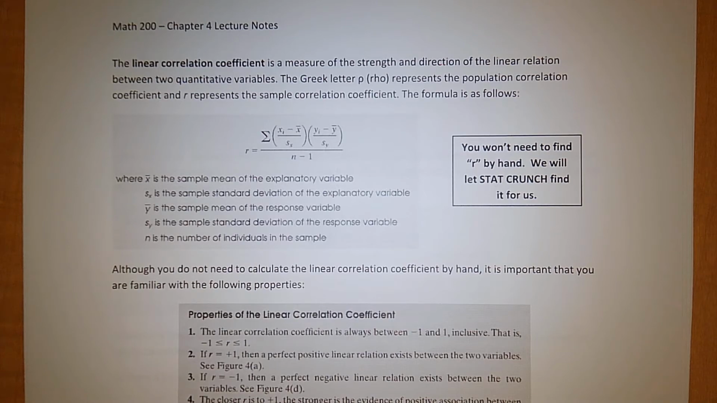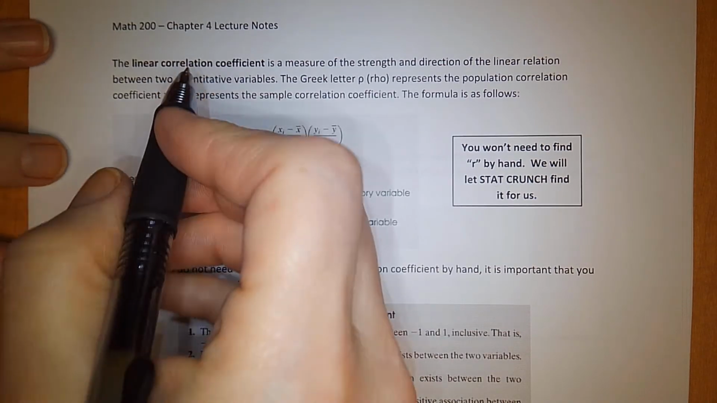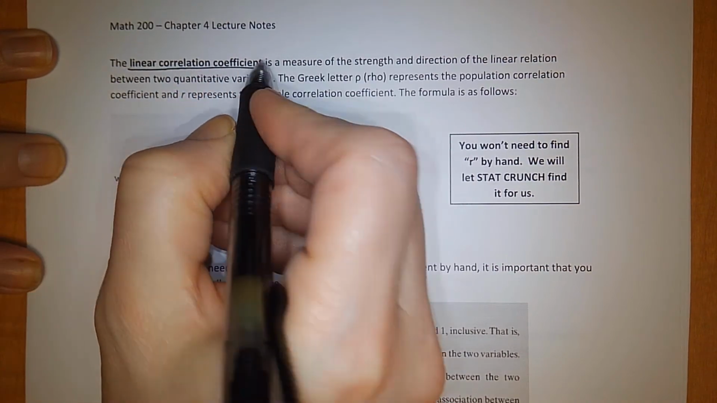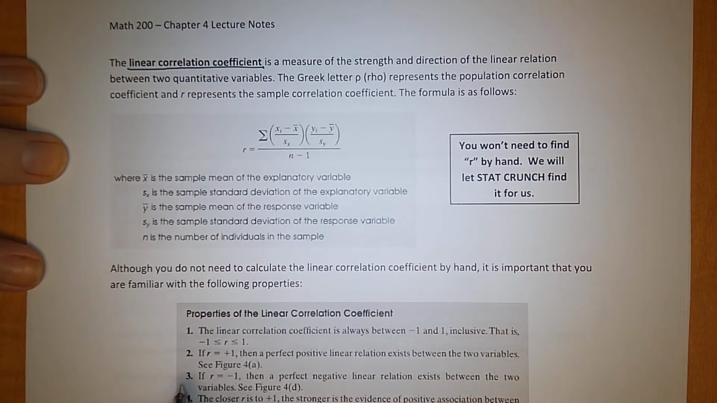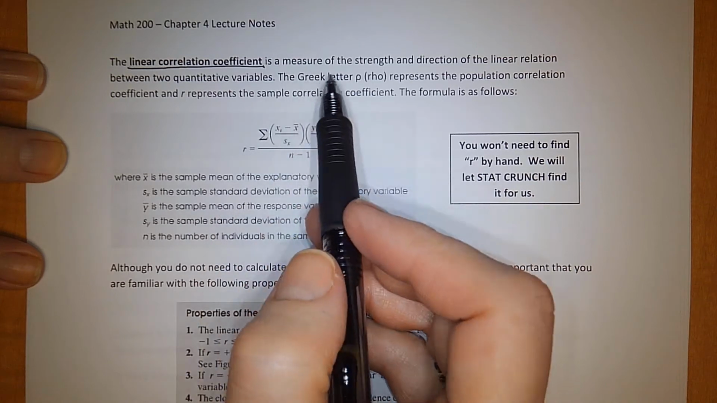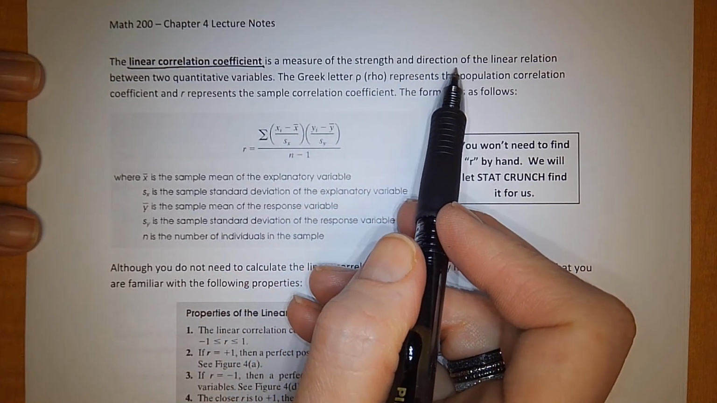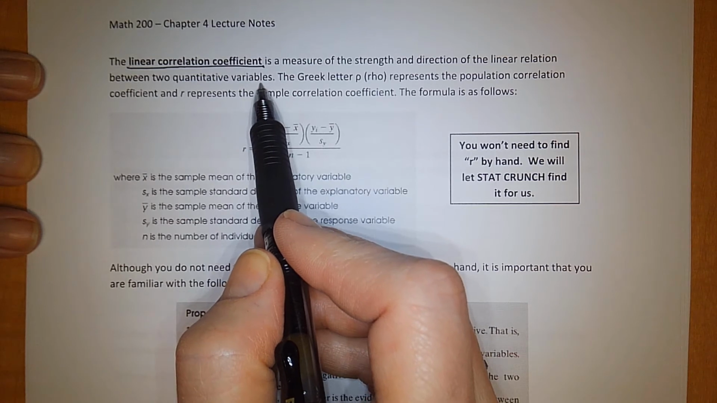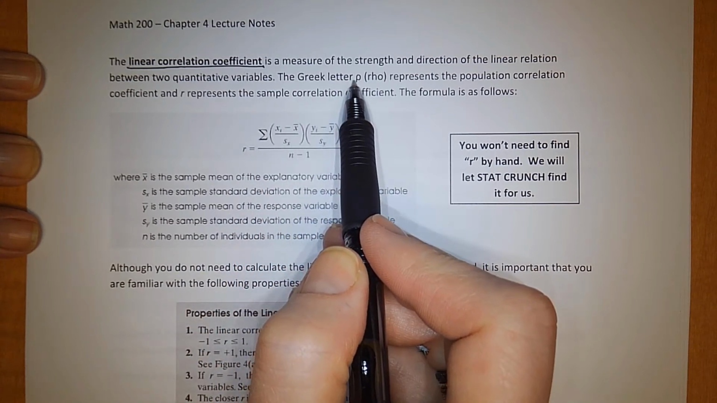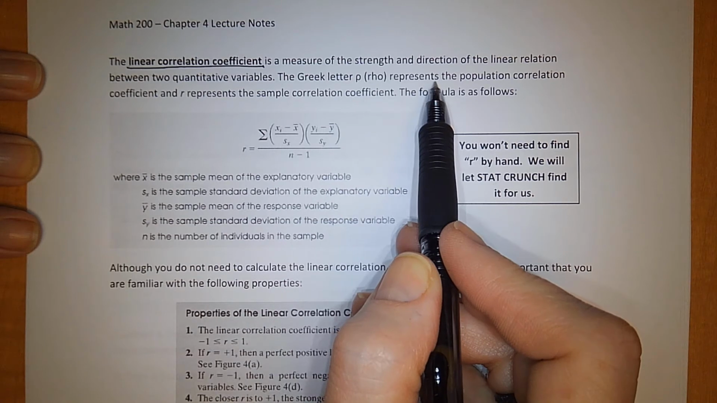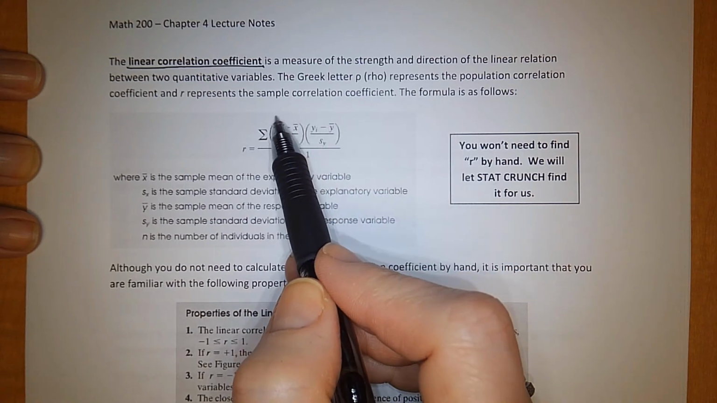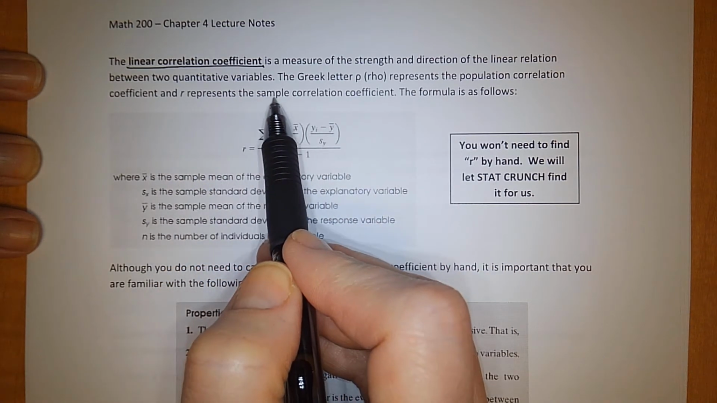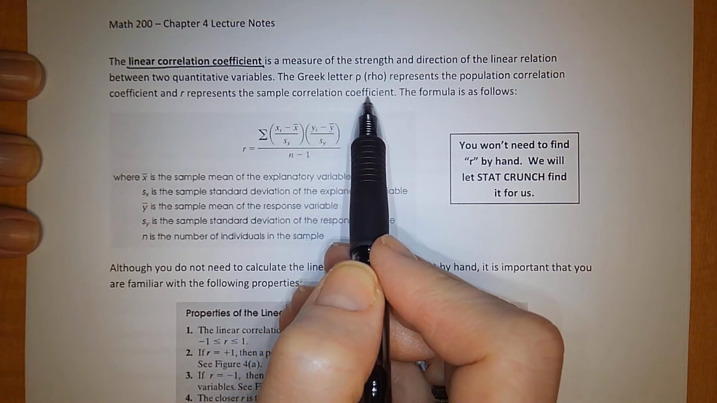Okay, resuming back to the lecture notes, you'll see that we're now going to be talking about what's called the linear correlation coefficient. The linear correlation coefficient is a measure of the strength and the direction of the linear relationship between these two variables, x and y. The Greek letter rho represents the population correlation coefficient, and r represents the sample correlation coefficient.